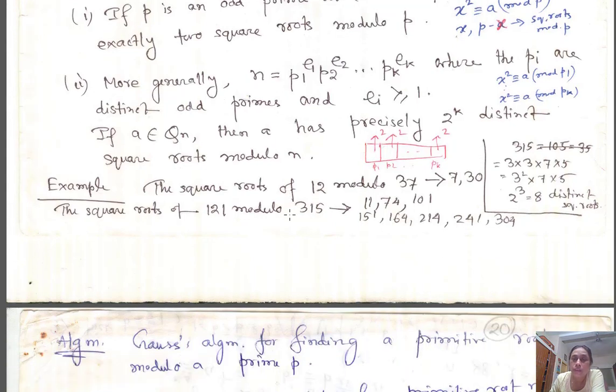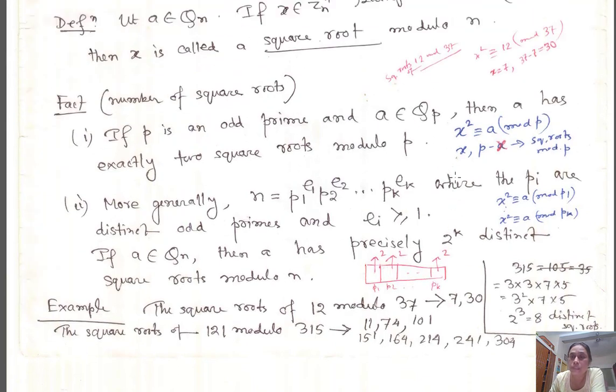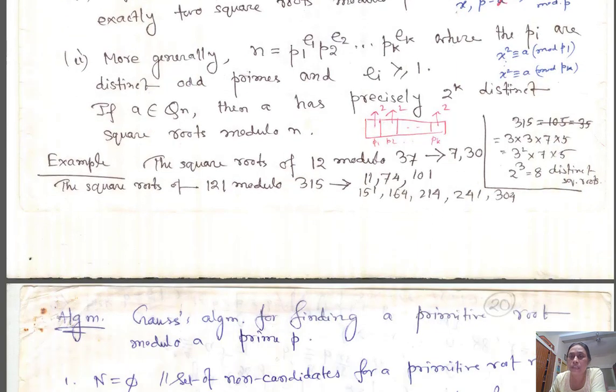Take the square root of 12 modulo 37. These are 7 and 30. 37 is prime, so it has two solutions, x equal to 7 and x equal to 37 minus 7, that is 30. 7 and 30, these are the two solutions.